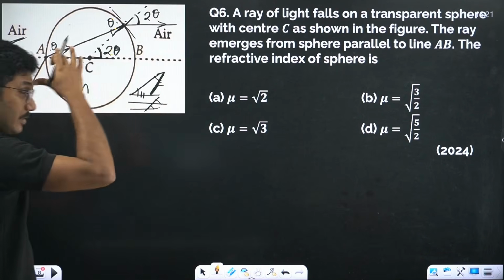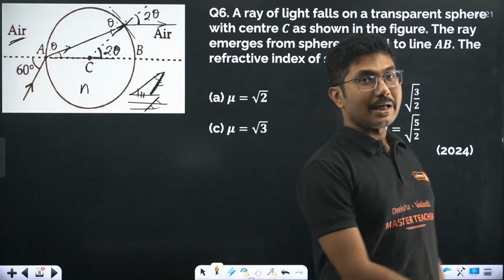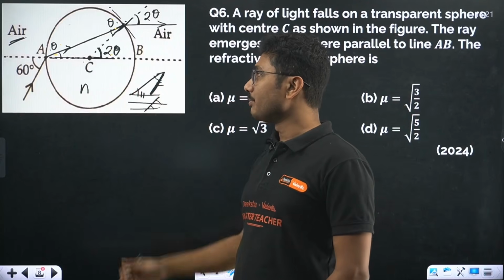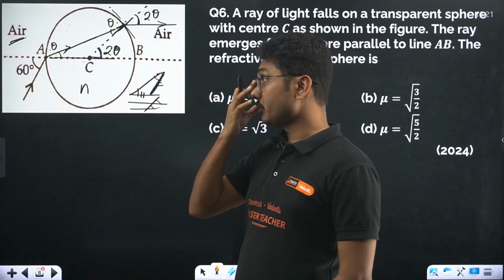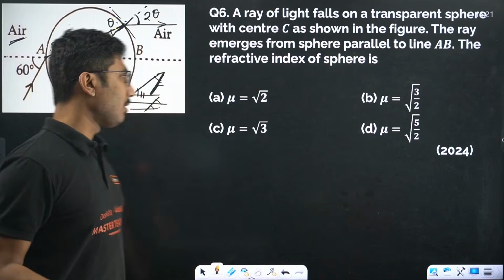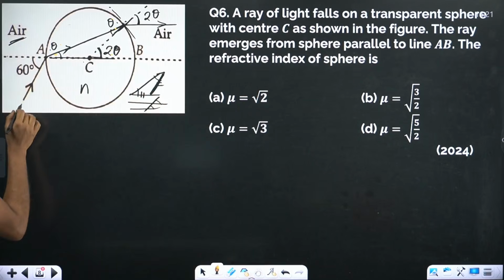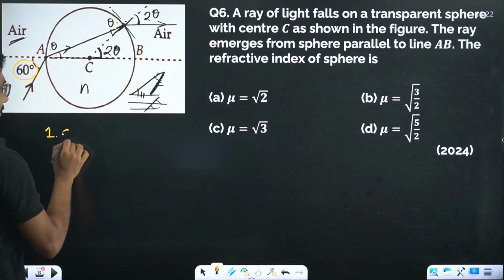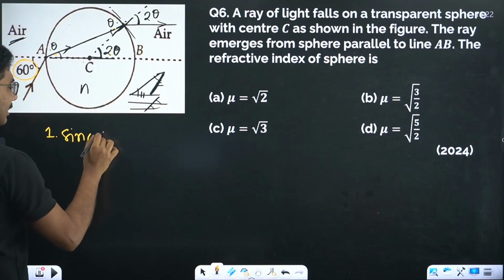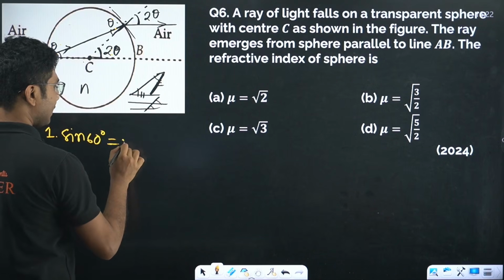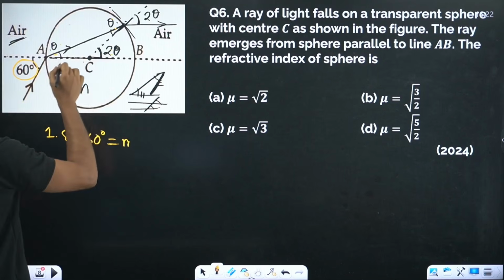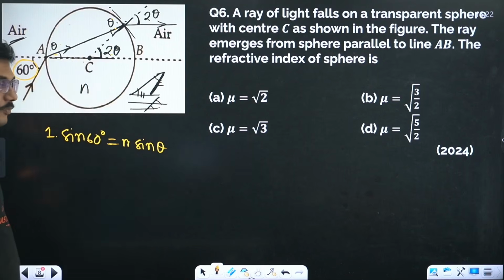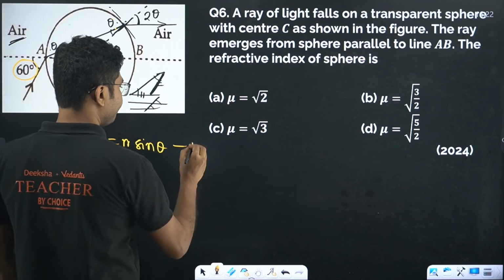So geometry is first. In some cases you need to apply a lot of geometry knowledge, and once you have simplified the question as quickly as possible, then the remaining portion is just applying laws. So what is the first law we will apply? Refractive index of air into sine of the angle of incidence, that is sine 60, equals refractive index of the glass medium into sine of the refracted angle, right? This is Snell's law. This is, say, equation number 1.